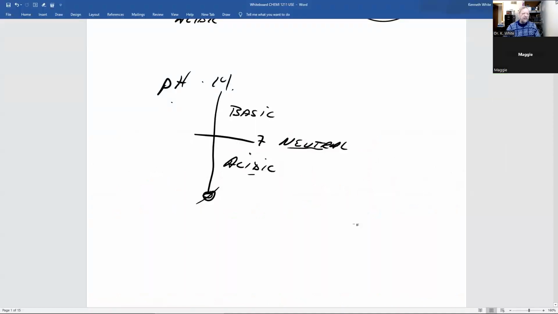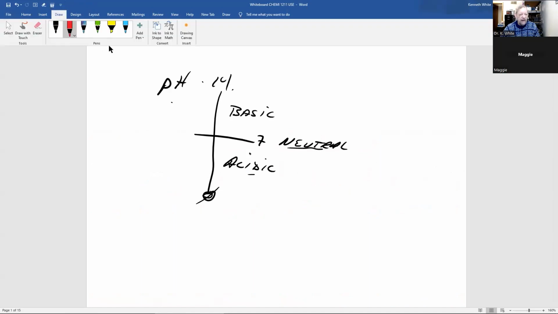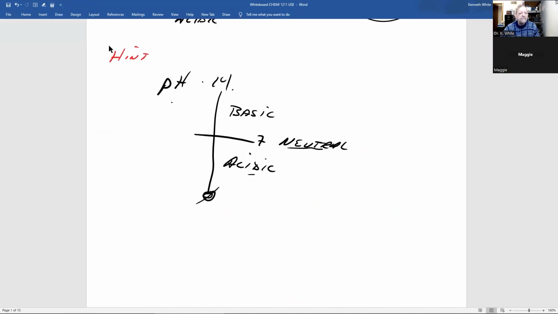You should know this chart. And what should you know? pH goes from 0 to 14. If the pH is 7, it's neutral. If it's below 7, it's acidic. And if it's above 7, it's basic.